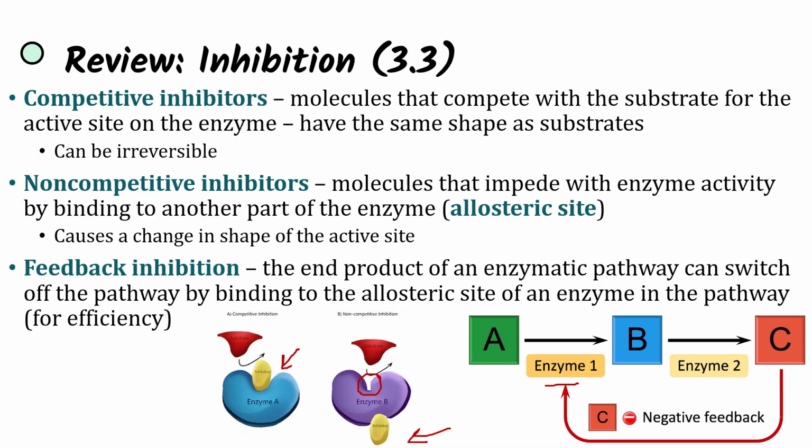That way, once there's enough of the product within the cell, it will stop producing more, and it'll only produce what it needs, because this is efficient and saves energy. So an allosteric site can both inhibit and stimulate enzymatic activity.